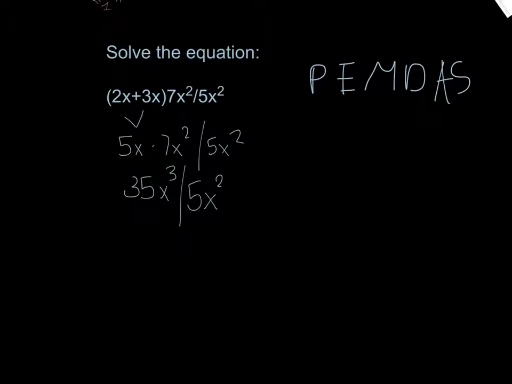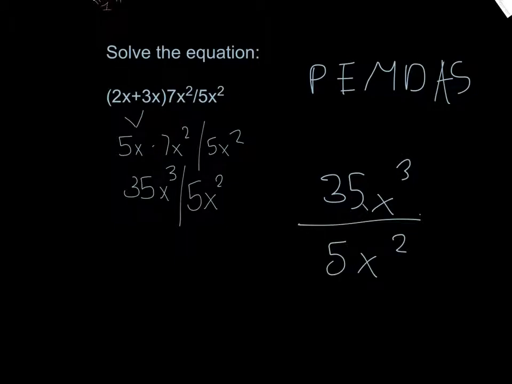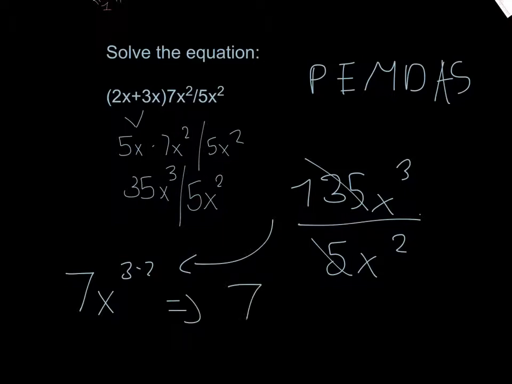And now, let's write it in a little bit better form. Divided by 5x squared. Divide these two, that comes to 7. And then x cubed divided by x squared is, let me simplify it over here, 7x, 3 minus 2, which is just plain 7x. And that is your answer to this equation.